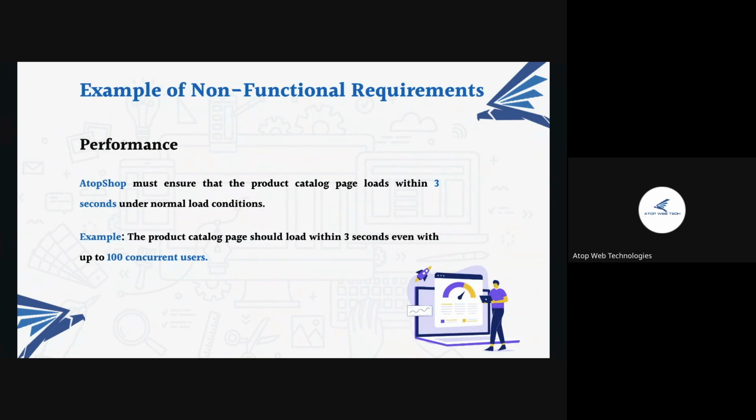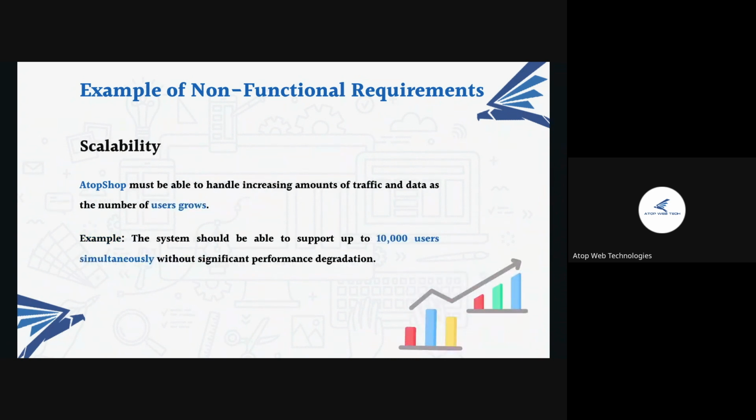Performance. Here, the eTop shop must ensure that the product catalog page loads within 3 seconds under normal load conditions. For example, the product catalog page should load within 3 seconds, even with up to 10,000 concurrent users. Scalability is again an example of a non-functional requirement. Here, the system should be able to support up to 10,000 users simultaneously without significant performance degradation.